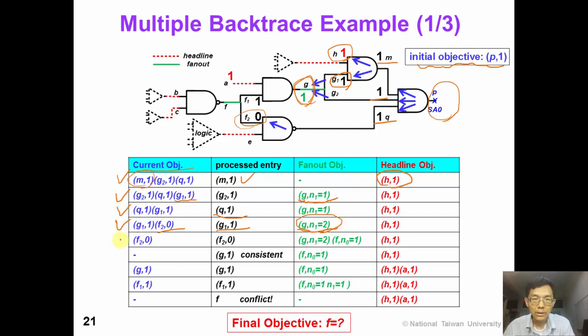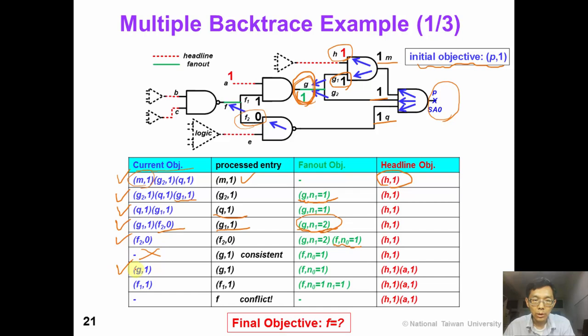And then we process the next entry, which is F2 equal to 0. Because this is a fan-out, N0 of F is incremented by 1. Now we have no current objective. According to our algorithm on slide page 20, we would consider fan-out objectives before headline objectives. So now let's consider the fan-out objectives on G. Because there is no conflict for fan-out stem G, we can continue our backtrace.